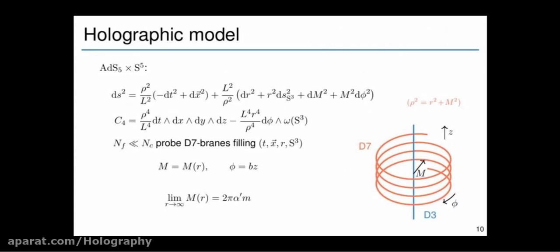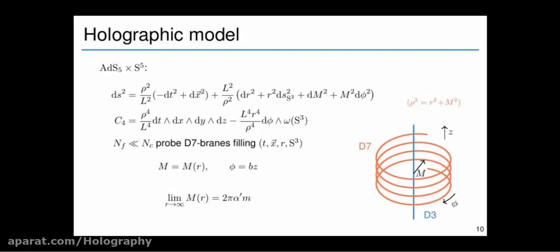And so we need to make some kind of ansatz for how these two directions M and phi depend on the coordinates on the D7 branes. So we're just going to make the very simple ansatz that M is just a function only of R, the AdS radial direction, and that phi is linear in the field theory direction Z. That's what gave us this axial gauge field that we needed to get a Weyl semimetal.